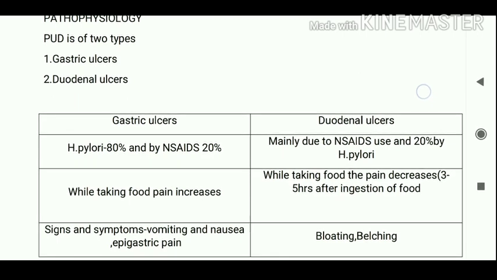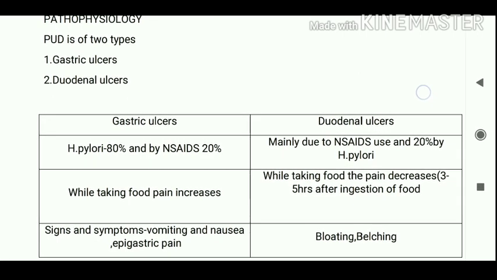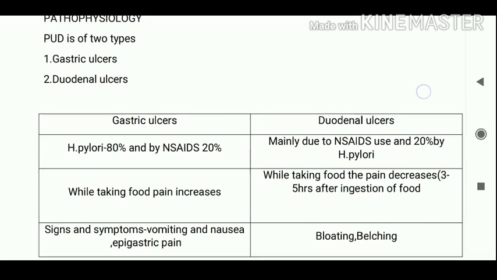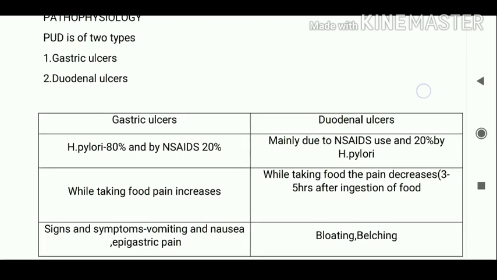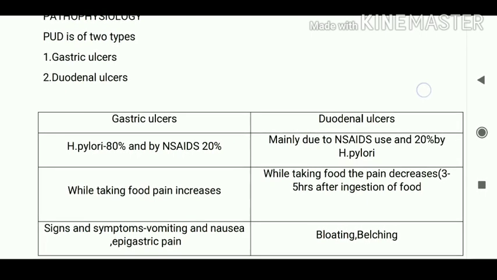If we see the signs and symptoms, vomiting, a sense of vomiting and nausea, and epigastric pain are the signs and symptoms in case of gastric ulcers. In case of duodenal ulcers, the ulcer is mainly due to NSAID use, and only 20% is by H. pylori infection. This is how this occurs.